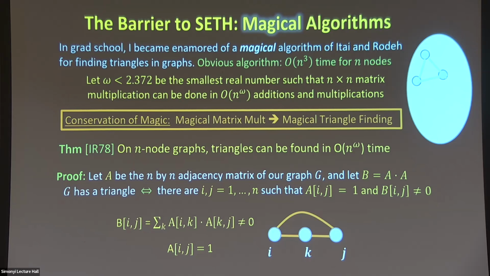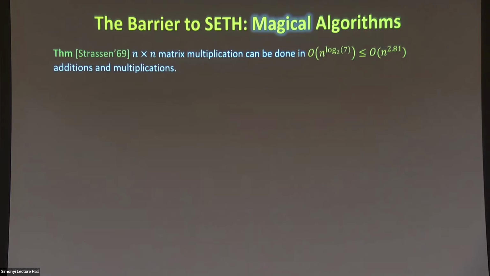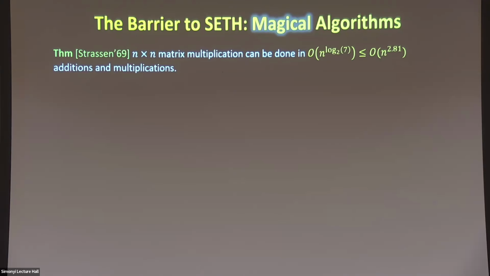Oh, but Strassen might be nice because it shows something. Yeah, that's the magical part. This is just a magic preserving reduction. This is not the source of the magic. Okay, yeah. So I have a slide. So for example, n by n matrix multiplication can be done in about n to the 2.8 additions and multiplications.